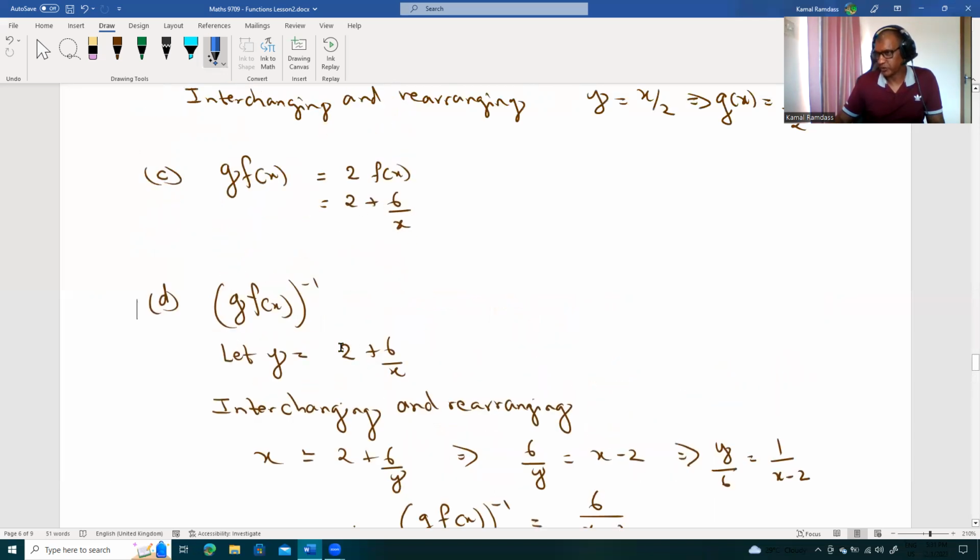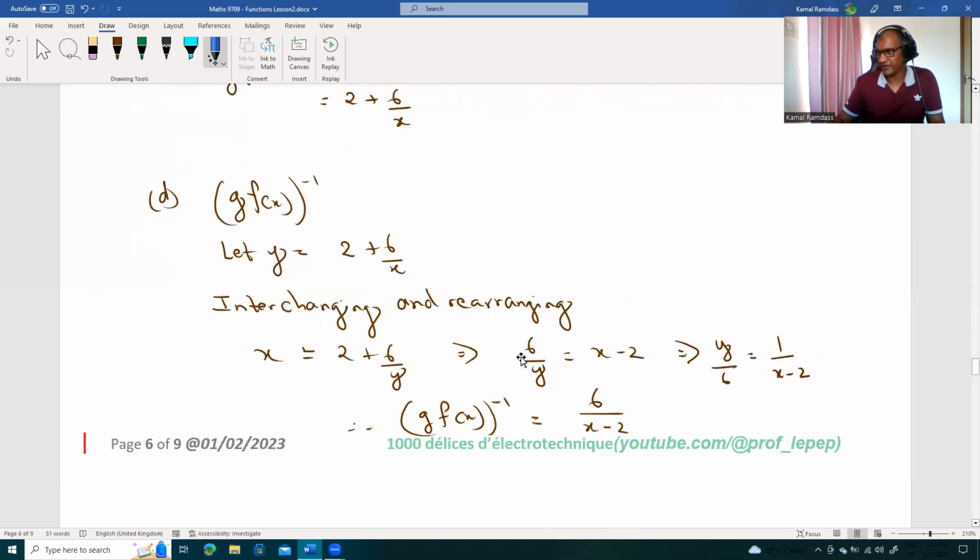Let y is equal to 2 plus 6 over x. Je fais ça inverse. Moi, interchange. Having x is equal to 2 plus 6 over y. Have 6 over y is equal to x minus 2. Y over 6 is equal to 1 over x minus 2. Et là, the inverse of g of f of x is equal to 6 over x minus 2. So, algebraic expression.